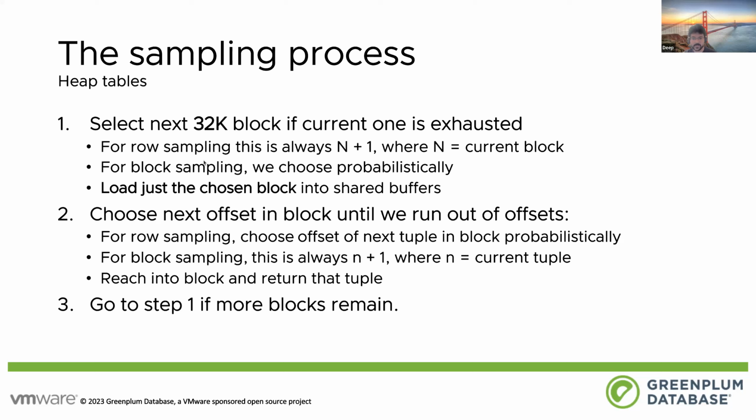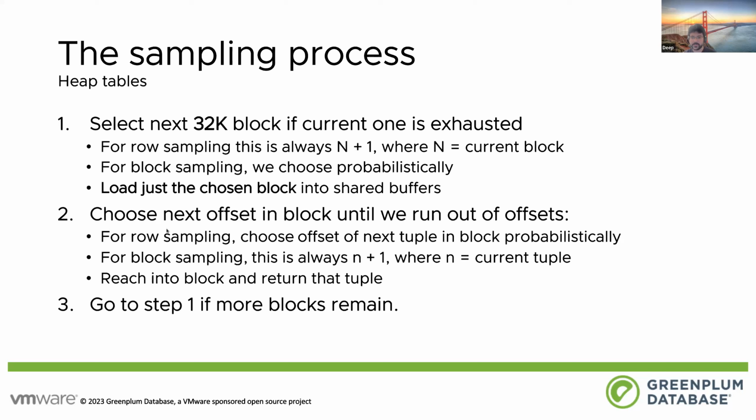But for block sampling, where we actually probabilistically choose the block, it'll be block 1, then you choose block 5, block 10, whatever. So from lower block numbers to higher block numbers. And whatever type of sampling it is, you just load the chosen block into shared buffers. So you do not load other blocks, just the chosen ones, right?